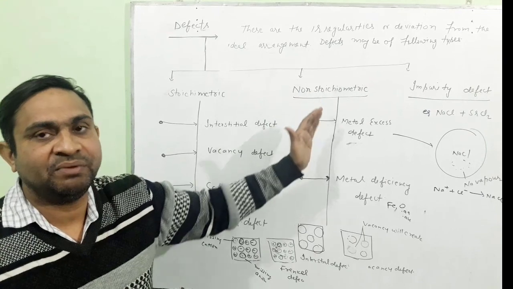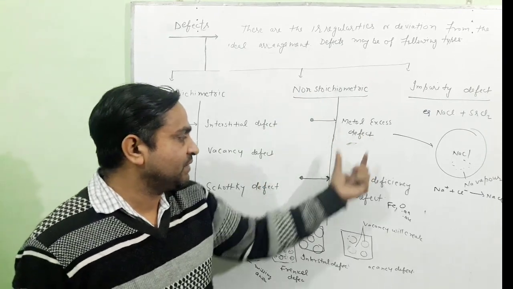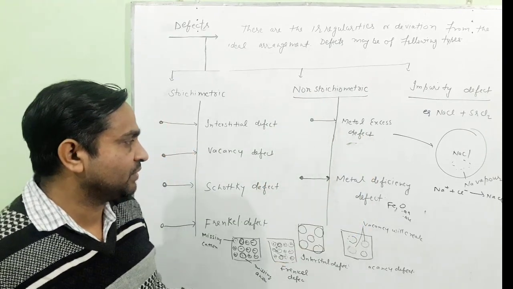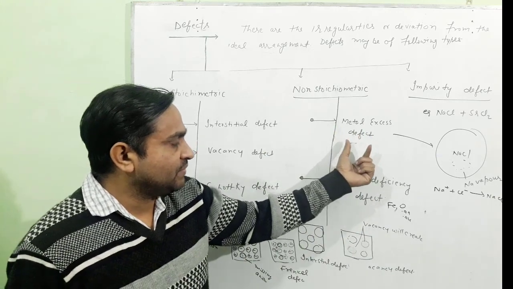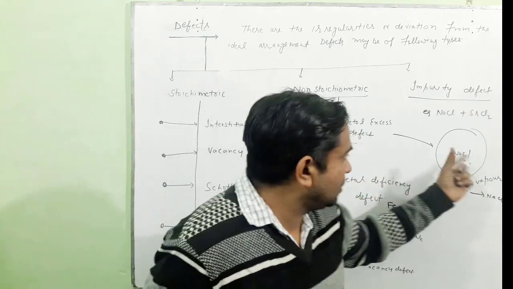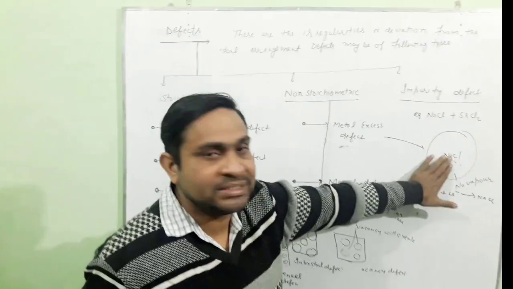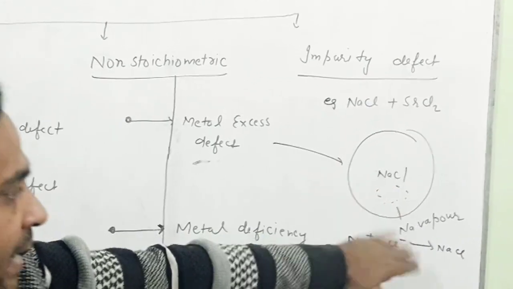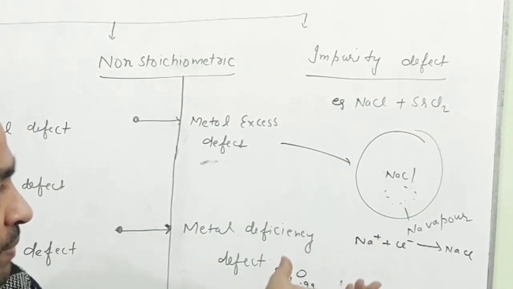Now another type of defect is known as the non-stoichiometric defect. These defects may be of two types. One is the metal excess defect and the second is the metal deficiency defect. In the case of the metal excess defect, we can understand it by this diagram. There is a NaCl crystal, and around the NaCl crystal sodium vapors are present.